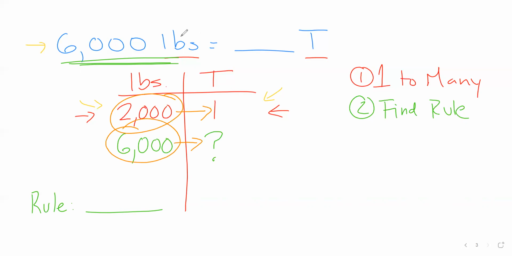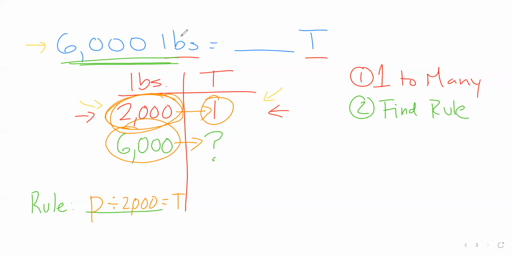So if I start at 2,000 and I get to 1, I'm actually getting smaller. So now I can say, all right, for this case, I'm going to use P for pounds for my equation. I'm going to say P divided by 2,000 is going to equal T. Because that is the rule. Look at what happens right here. 2,000 divided by 2,000 is 1. So anytime I have pounds and I need to find tons, I'm going to divide by 2,000.